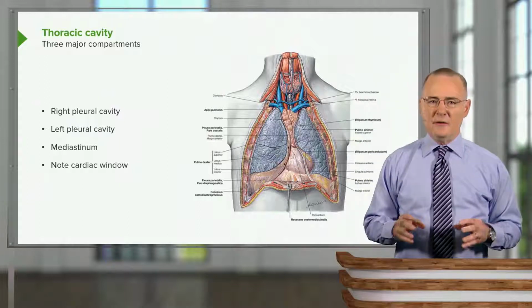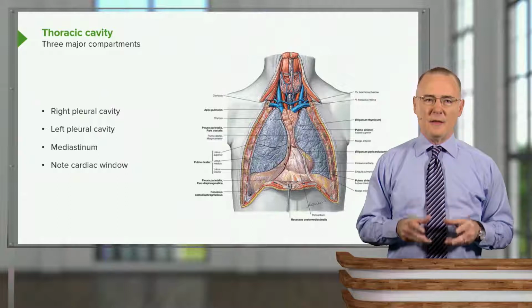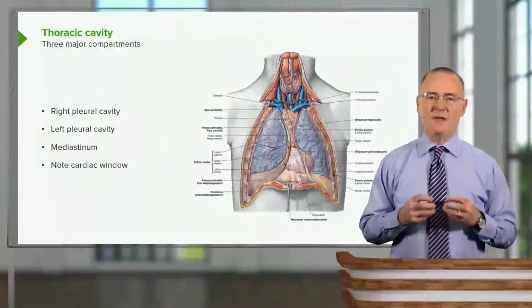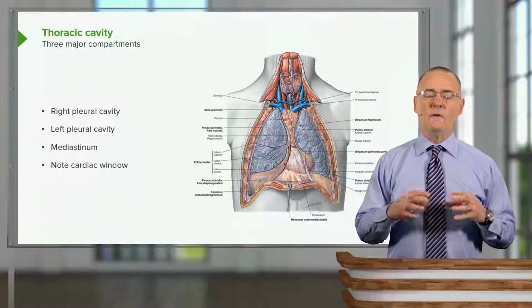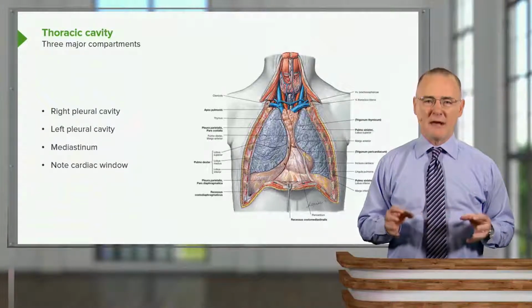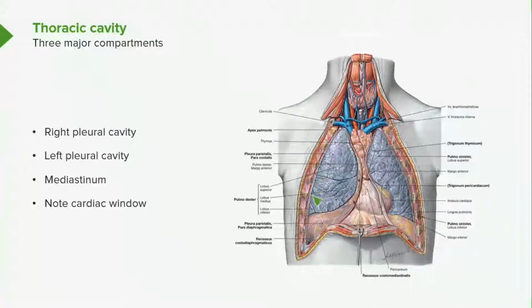This slide is an illustration that demonstrates the three major compartments that exist within the thoracic cavity. Two of these compartments are pleural cavities. The right pleural cavity is shown here. It harbors the right lung, so that would be its resident. Here on the left side, we see the left pleural cavity, and its occupant will be the left lung.